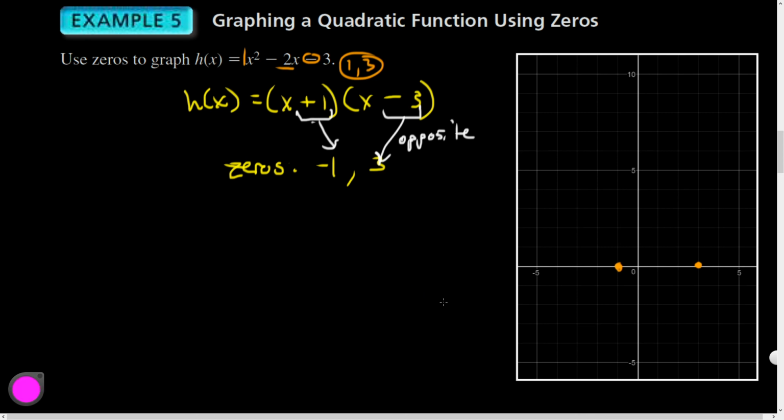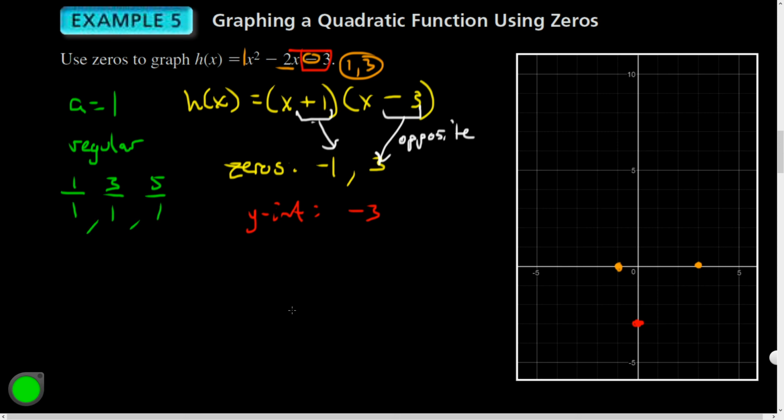I can find, well, this was originally in standard form, so the y-intercept would have been -3 right there. I also have a couple tricks up my sleeve. I know that a was equal to 1, so this is a regular parabola shape. It isn't stretched nor smooshed, so that means it's going to have slopes that are 1/1, 3/1, and 5/1. That still might not perfectly help me figure everything out. But remember that this is going to be mirrored over the axis of symmetry.